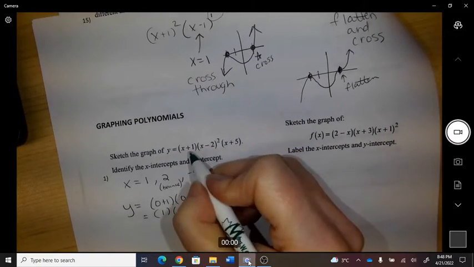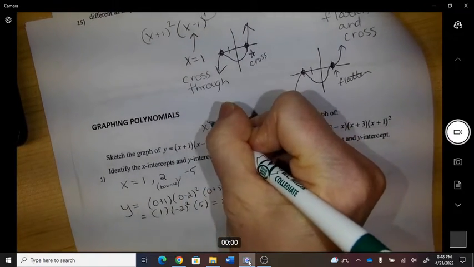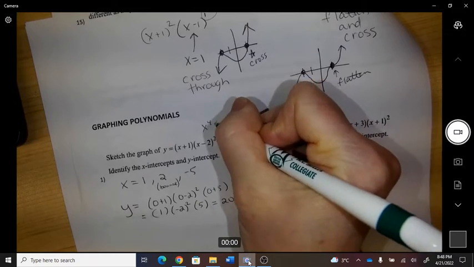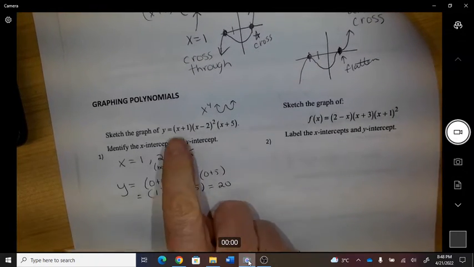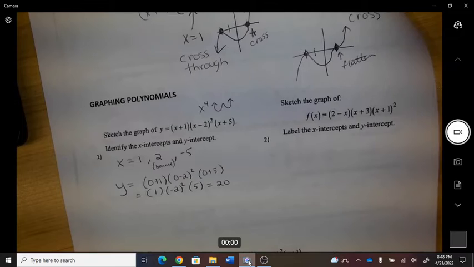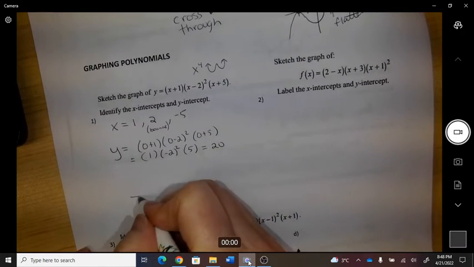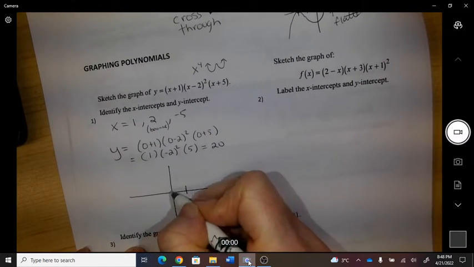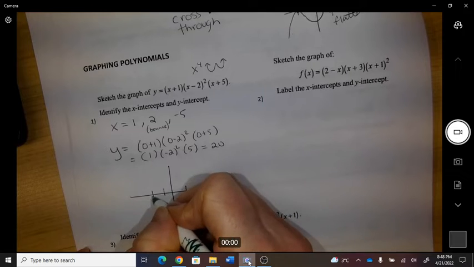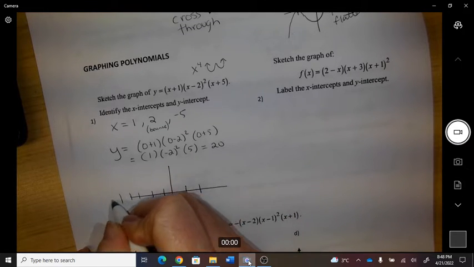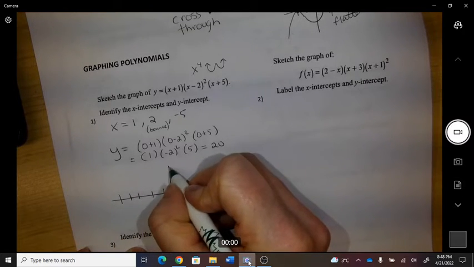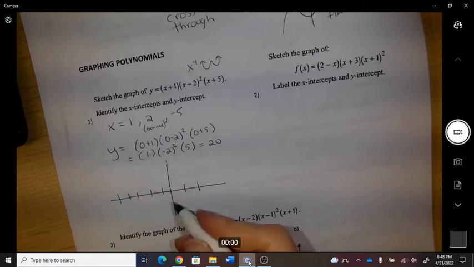So this all together is an x to the 4th, so I'm going to be doing a W shape. 1, 2, 3, 4, those are the exponents added up. So 1, 2, and a -5. And somewhere I'm going to have to mark 20.